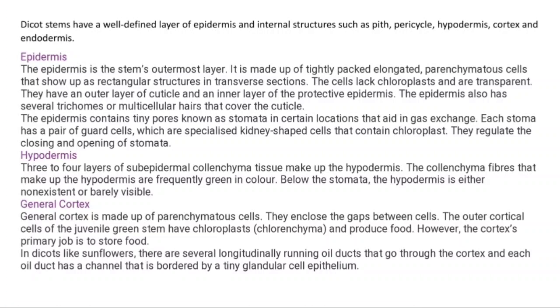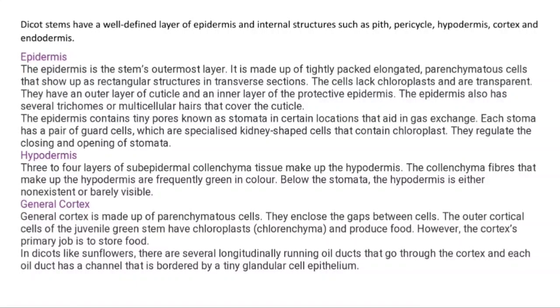The epidermis contains tiny pores known as stomata in certain locations that aid in gas exchange. Each stoma has a pair of guard cells, which are specialized kidney-shaped cells that contain chloroplast. They regulate the closing and opening of the stomata.